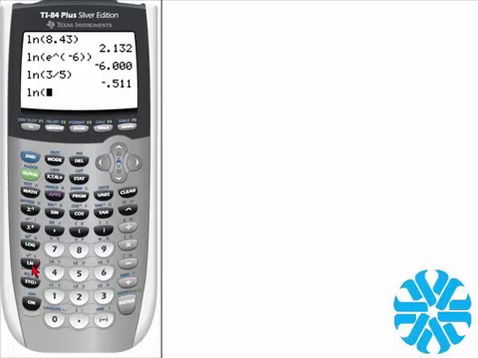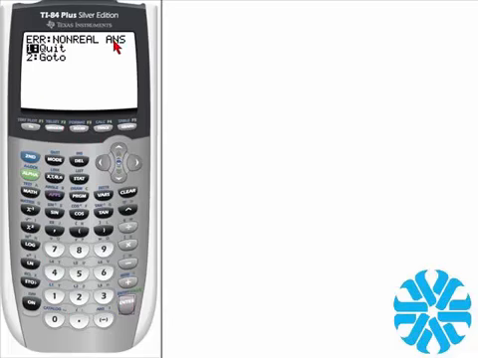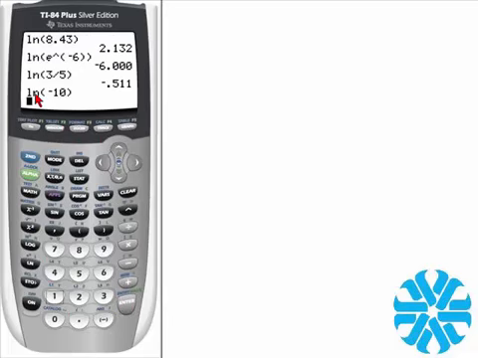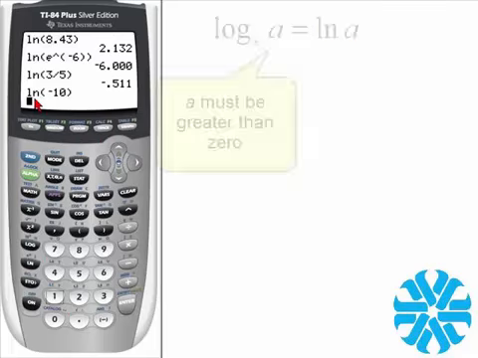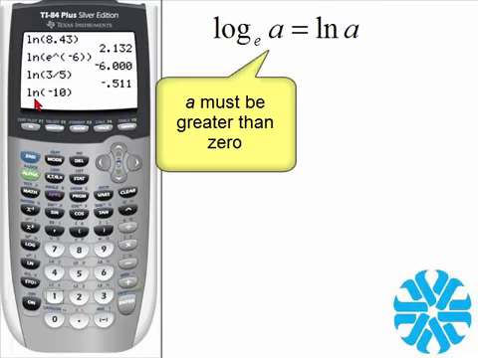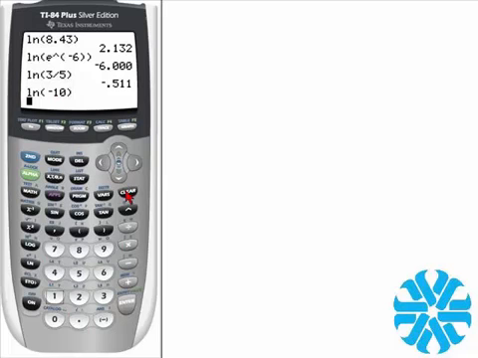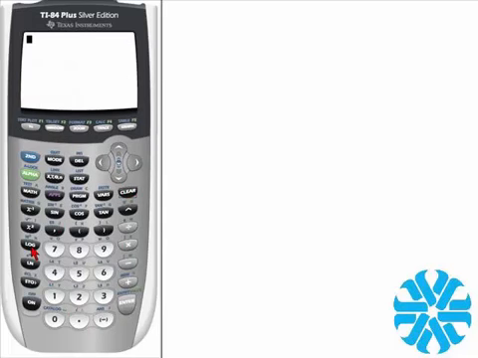So we hit the ln, let's say, of -10. So -10, and close that, and we hit enter. And once again, we get a non-real answer. Just as I mentioned before, anytime you're taking a logarithm, whether it be a common or a natural logarithm, the expression inside here needs to always be a positive real number. Okay, so let's go ahead and clear the screen. This concludes the use of the log key and the ln key.